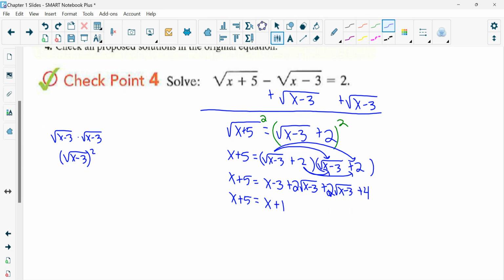And then these are the same radicals, so they're like radicals. So I have 2 root x minus 3 plus 2 root x minus 3. So that means I'm adding those coefficients and leaving it as root x minus 3. So it gives me 4 root x minus 3. That is a plus sign.